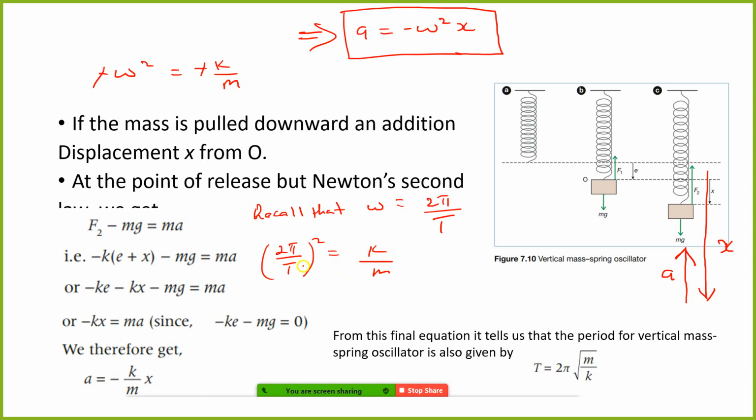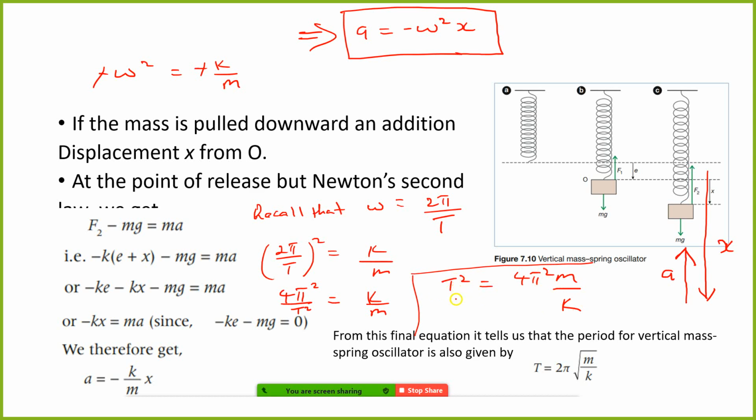I pretty much want t to become the subject. So I'm going to expand right here with the square. I get 4 pi squared divided by t squared is equal to k divided by m. And if I transpose to make t squared the subject, then t squared is going to equal 4 pi squared times m divided by k. That's what I would transpose to make t squared the subject.